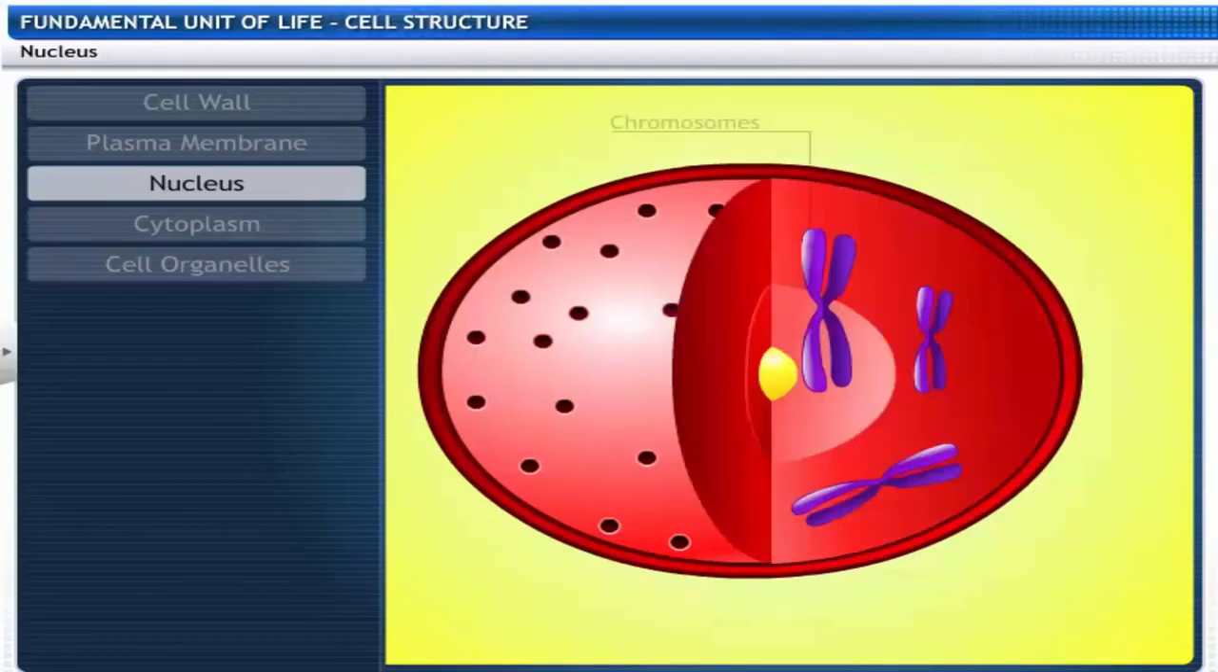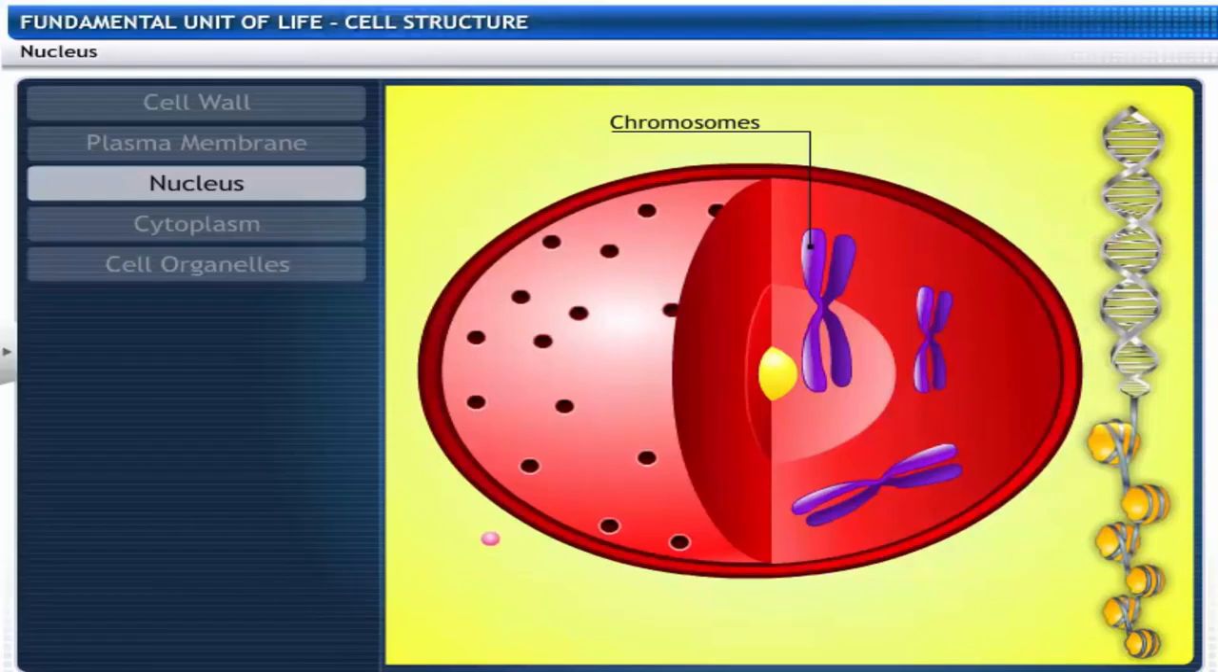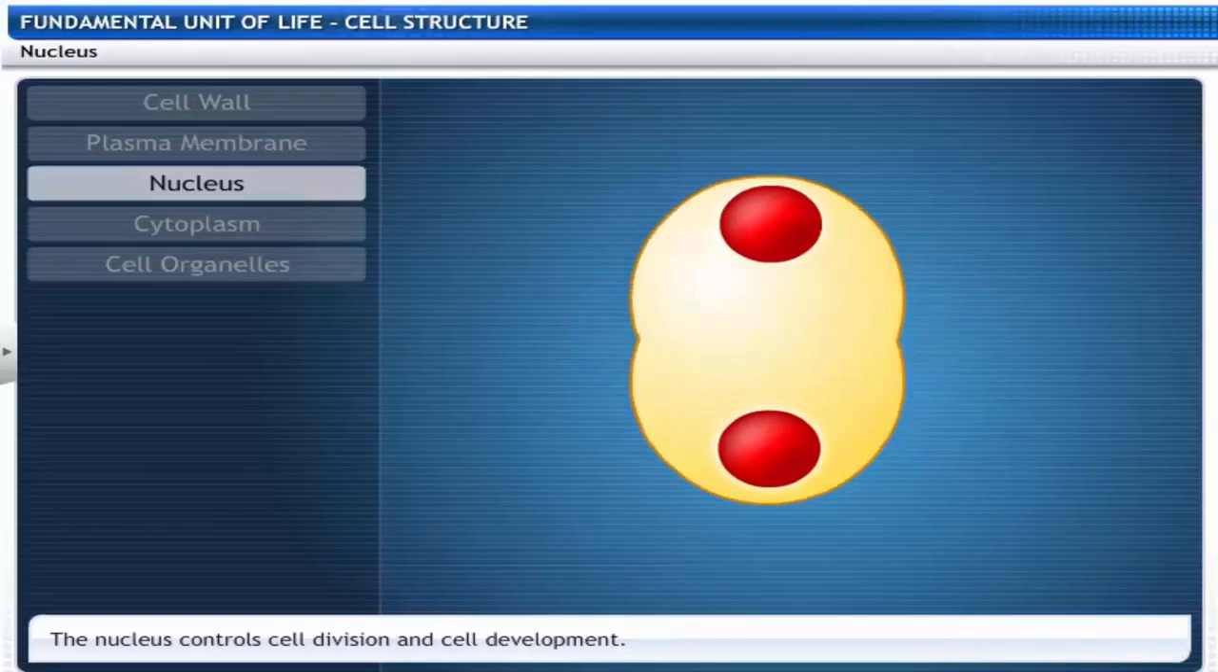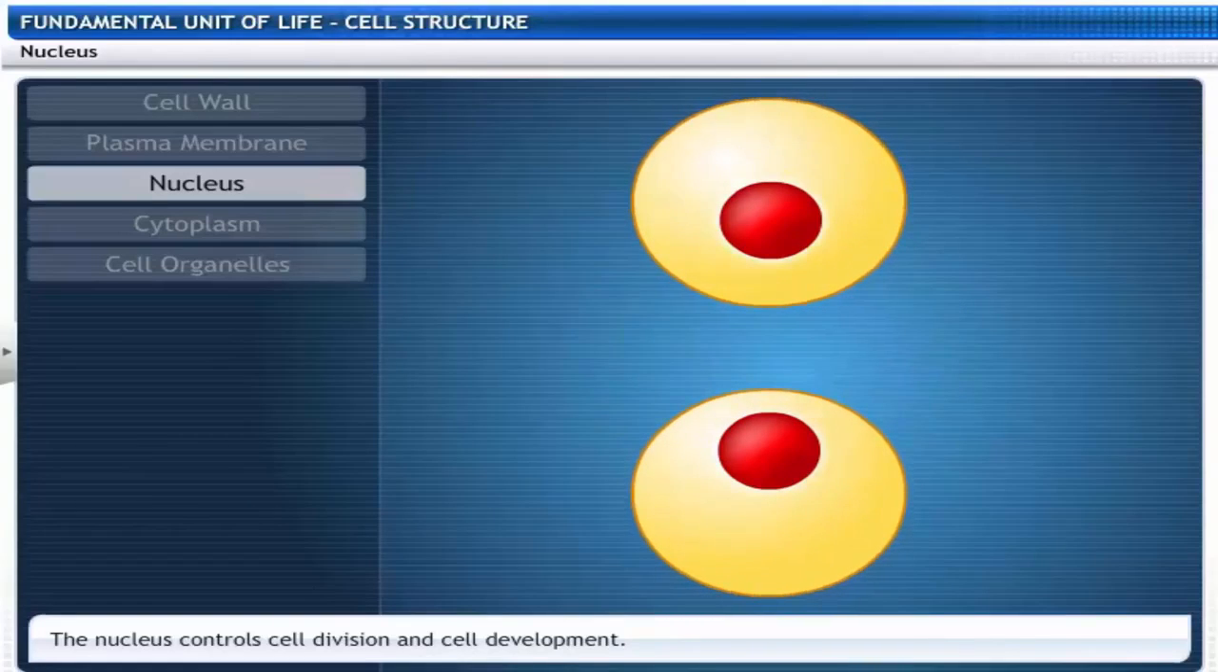The nucleus contains chromosomes. Chromosomes contain hereditary information and are composed of deoxyribonucleic acid or DNA and proteins. Functional segments of DNA are called genes. The nucleus plays a major role in cell division. It also controls cell development.